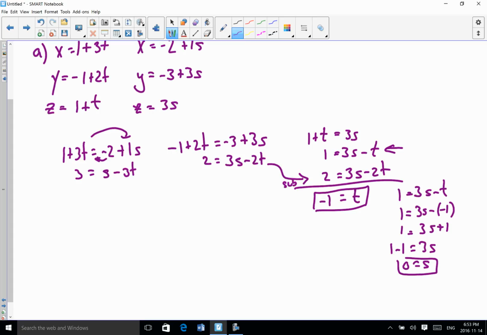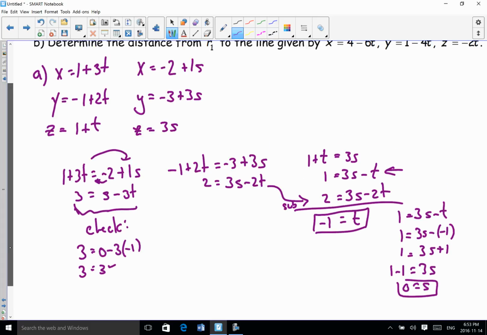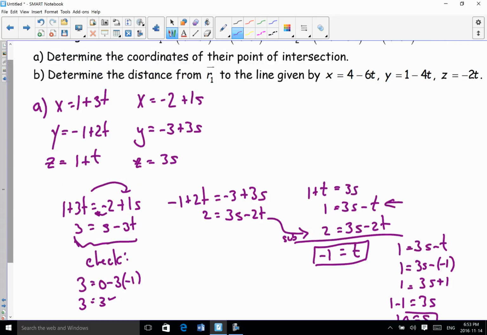And so we want to do the check. So go back to your third equation. Use that as our check. So 3 should equal s. S is 0. Minus 3, t is negative 1. And what do we get? Yeah, sure enough, we get 3 is 3. Okay, so here's our parameters that creates a point of intersection.